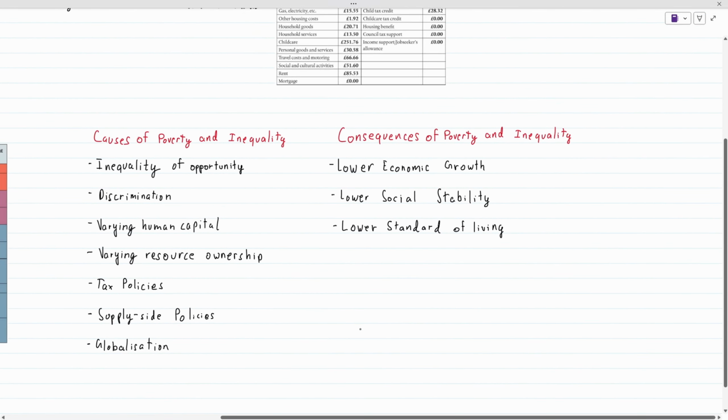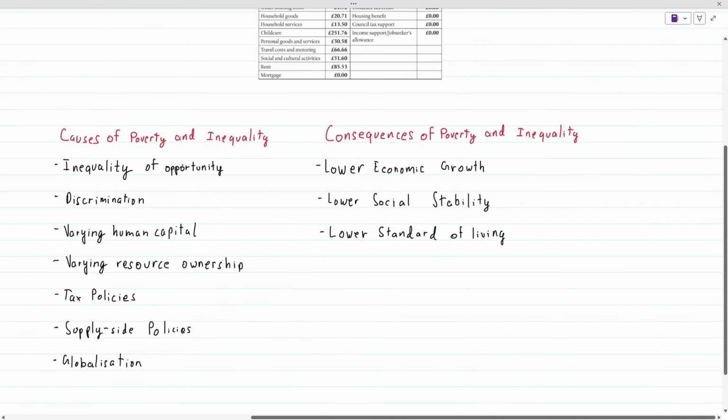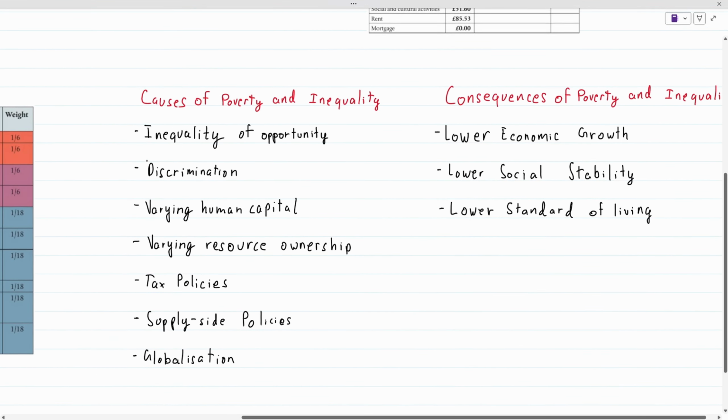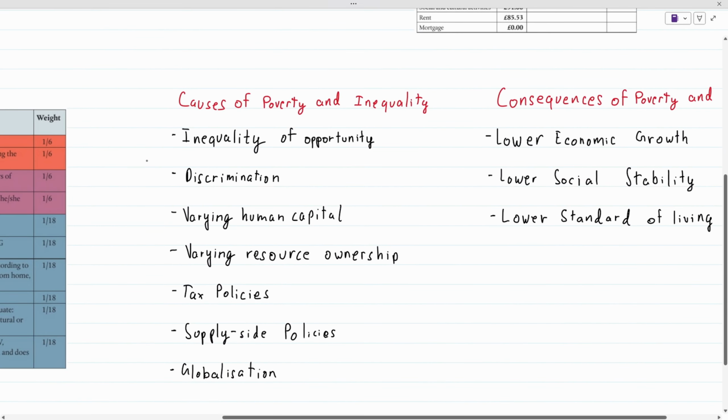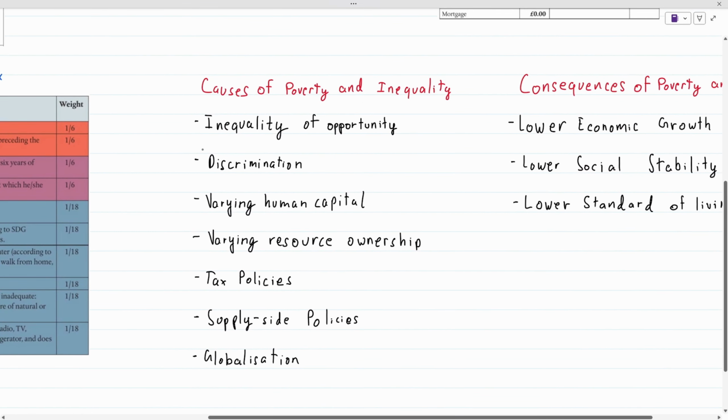Now we move on to the causes and consequences of inequality and poverty. Inequality was what we looked at in the past video, and poverty is what we just saw. So all these causes may lead to either one of these, or even both. The first cause of poverty and inequality, and perhaps the most intuitive and largest cause, is the inequality of opportunity. We were introduced to the idea of inequality last video, where we saw a difference in income of different income groups and percentiles.